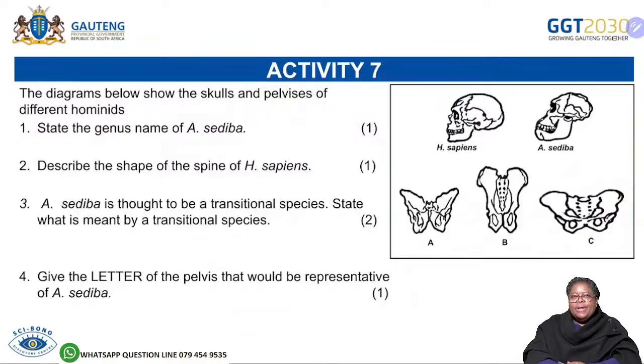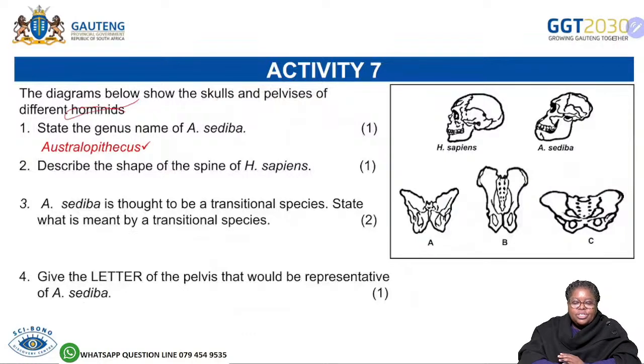Next activity, go on practicing, girls and boys. The diagram below shows the skulls and pelvises of different hominids. State the genus name of A. sediba. Like we did all the classification there, it is Australopithecus, for 1 mark.